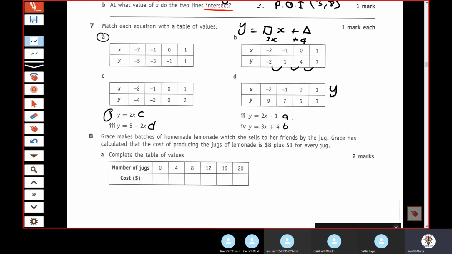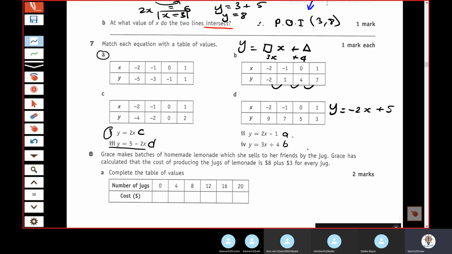So let's do it again. Y equals, what's it going up by? In this case, it's going down by 2. So negative 2x, and then find 0, what's underneath 0, plus 5, and that looks like this one here. 5 take away 2x is the same as negative 2x plus 5. Good work.